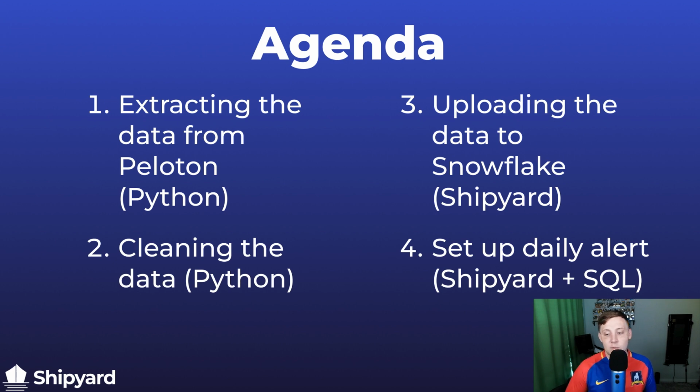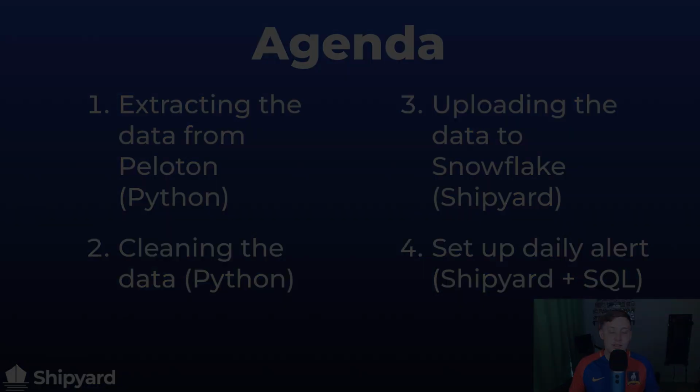And then last but not least, we're going to set up that daily alert. That's using Shipyard and SQL. We're going to be using some SQL to take the data back from Snowflake and making a query to get just the data that we want. And then we're going to use Shipyard to run this whole process and set up a trigger to actually make this thing run like we want it to.